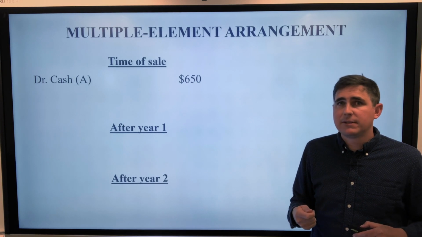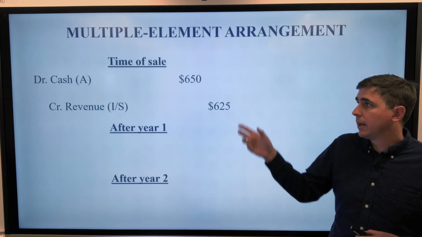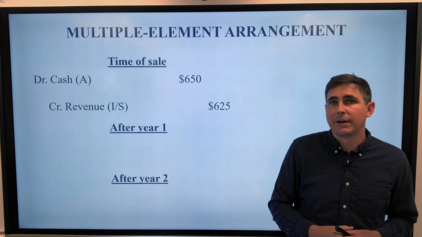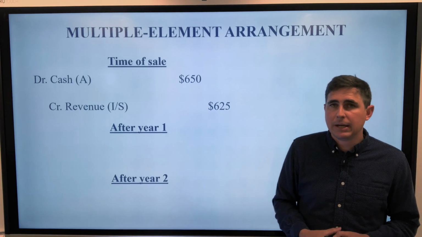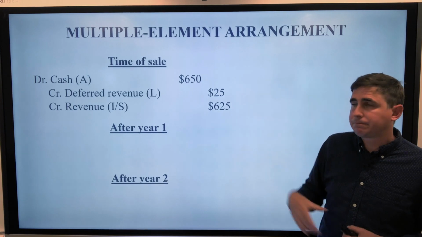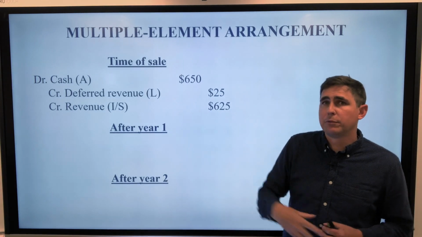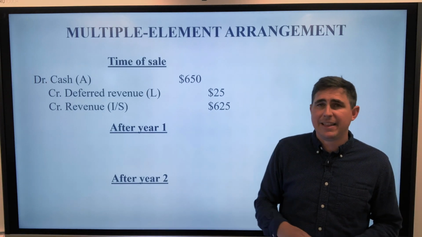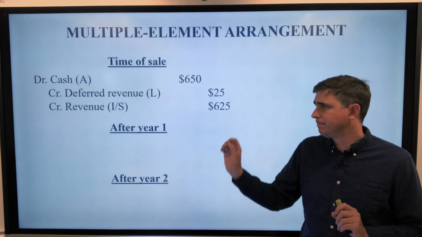And right at the time of the sale, they've earned the device revenue. So they can credit revenue for $625. That's the amount they've earned. The amount they have not yet earned is the $25 updates and support. And so they stick that into the deferred revenue liability account. That's what they record at the time of the sale.